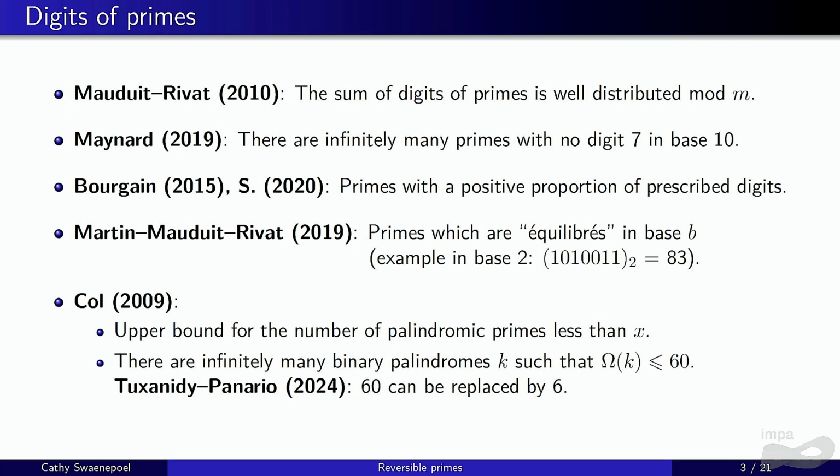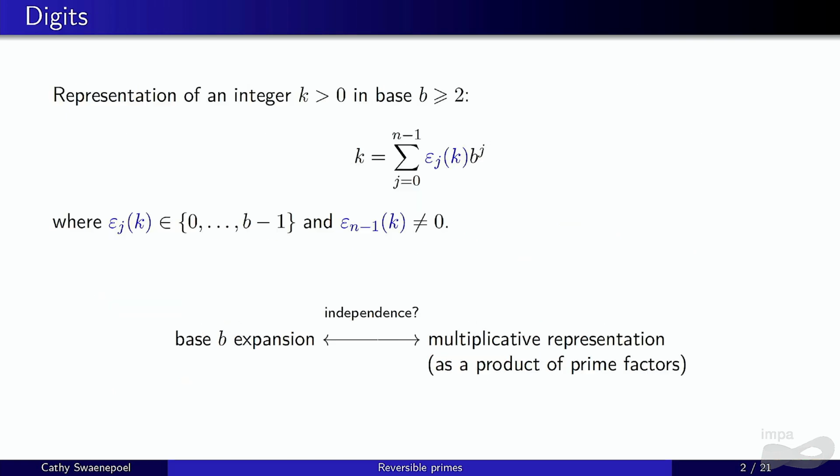Then I want to mention a result by Jean Bourgain from 2015, for the base 2, and then by myself for any base, regarding primes with prescribed digits. We choose a set of positions j for the digits, so a set of integers between 0 and n minus 1. And at each j in this set, we prescribe the value of the digit. So we want the digit at this position to be equal to some value. And the question is, how many primes are there with these digits at these positions?